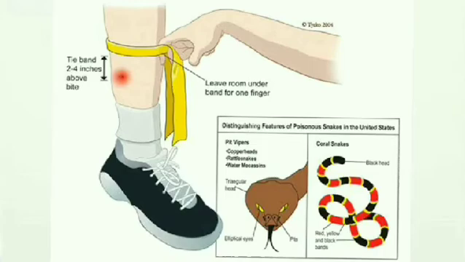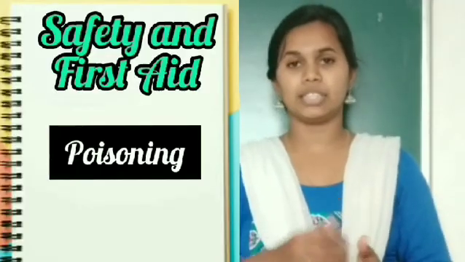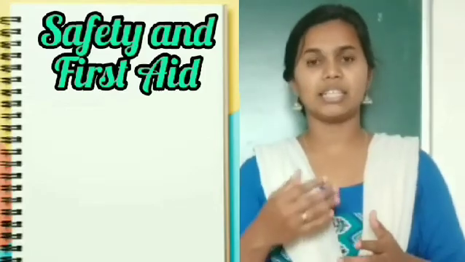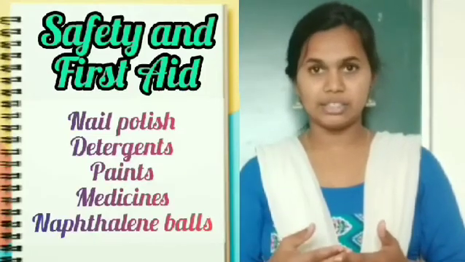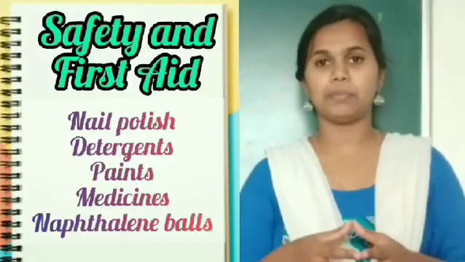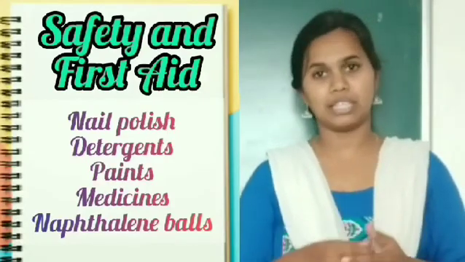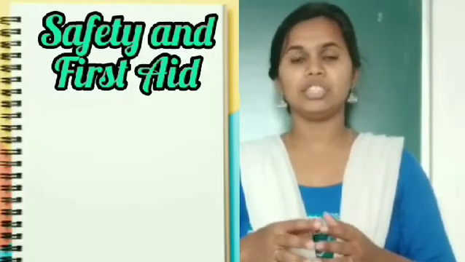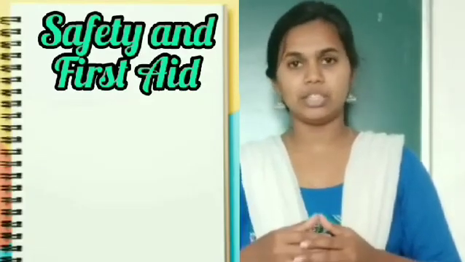It is always better to take precautions when you walk through areas where snakes are found. Wear high boots to protect your feet. Next we'll see for poisoning. In our house we have so many poisonous things like nail polish and detergents and paints and some medicines which are very poisonous, and also we have naphthalene balls. So we have to remember and follow some rules to stay away from this poisoning.